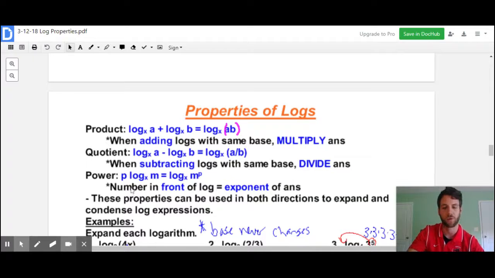And then the power rule is the third and final property we might use, where if you have a coefficient in front of a logarithm right here, you would move that on top of the input, and that would become its full input. In this case, m to the power of p, when p used to be the coefficient.